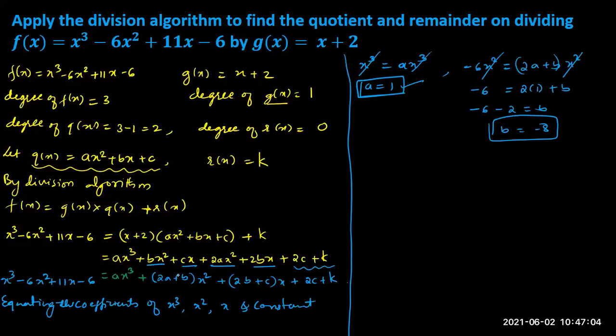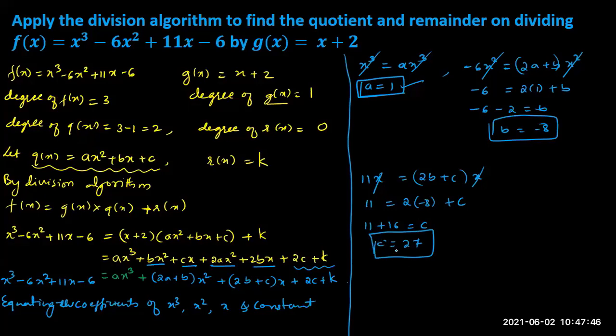And next, coefficients of x and x. So 11x is equal to (2b plus c) into x. So x cancelled. So 11 is equal to 2, b is minus 8, plus c. Then 11, minus 8 into 2, minus 16. We'll bring it to LHS, it will become plus 16 is equal to c. So c is equal to 27. So the c is 27.